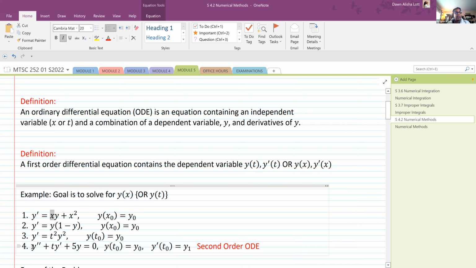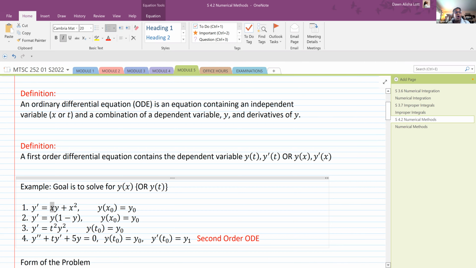The last one is a second order differential equation. Notice it has two derivatives. Two derivatives of y make it a second order differential equation. Three derivatives would make it a third order differential equation, and so on. So the order is determined by the highest derivative. And notice that for the second order differential equation, I give you 2 conditions, whereas for the first order differential equation, I give you only 1 condition. Any questions about any of that so far?